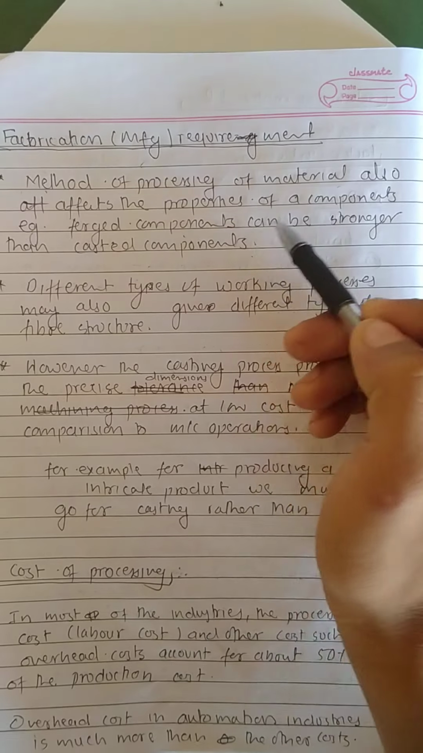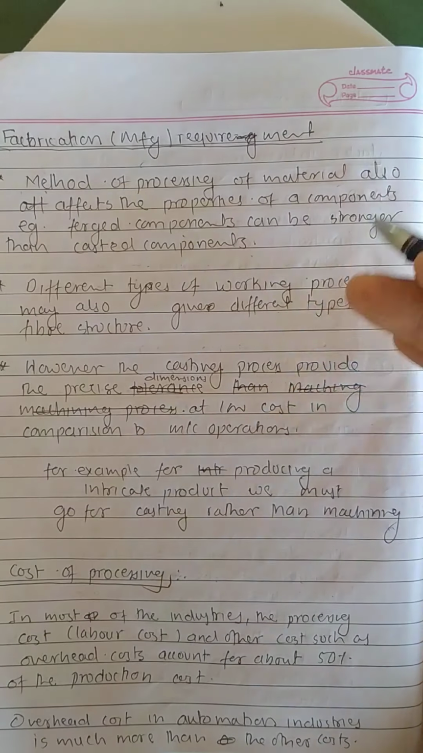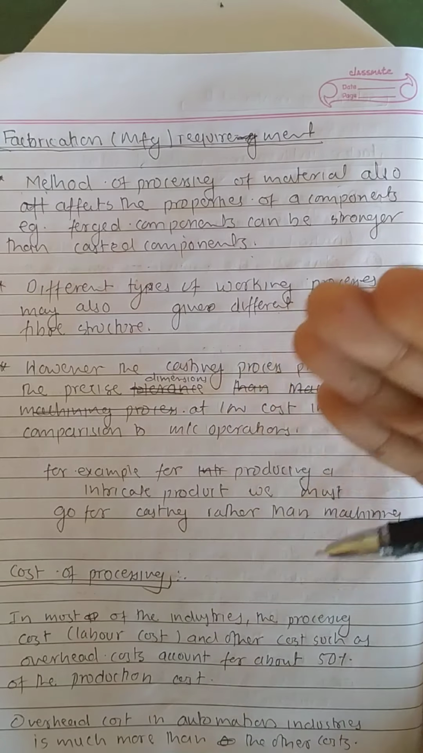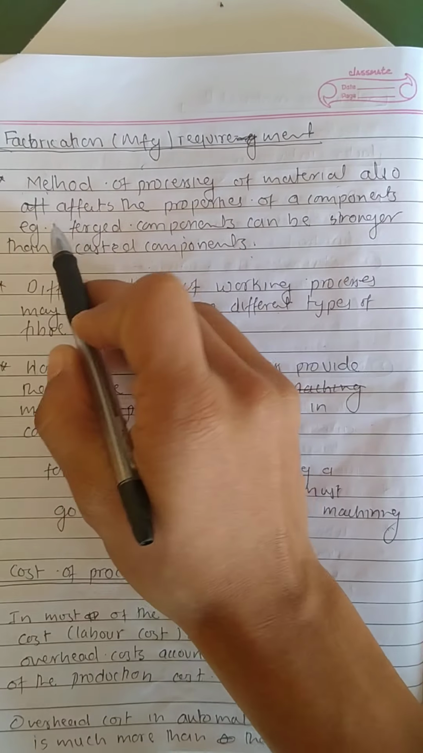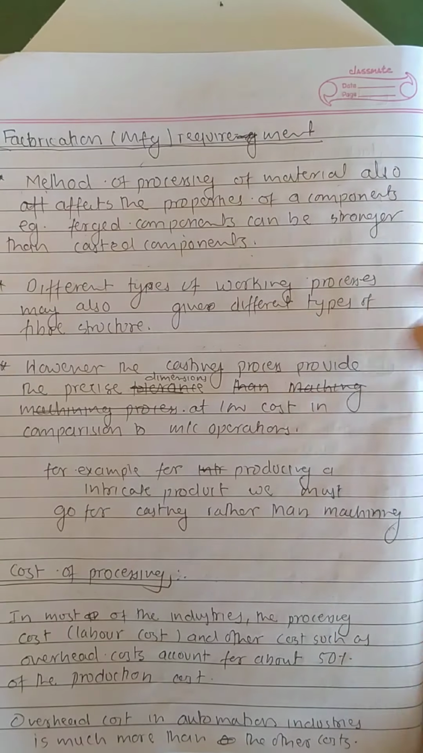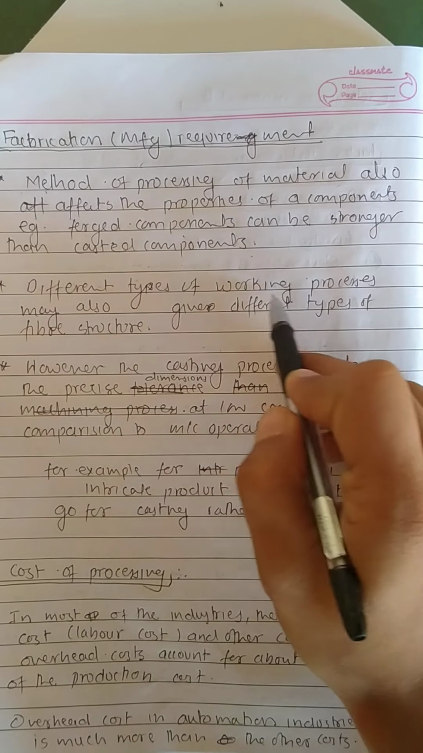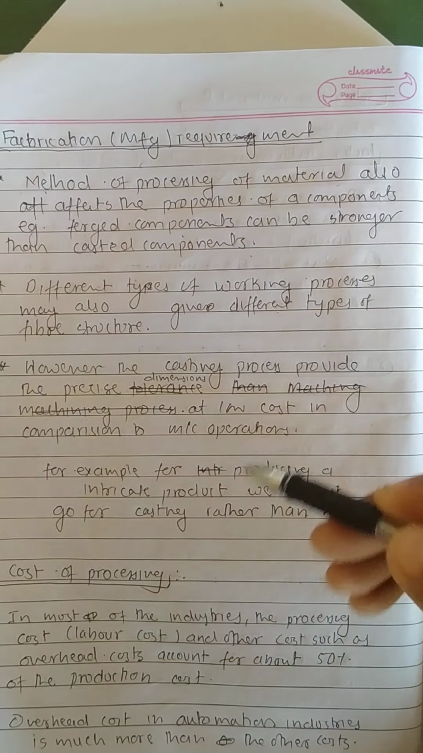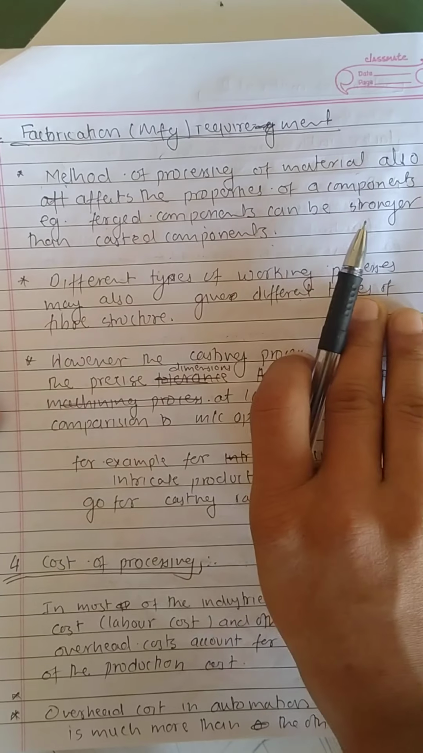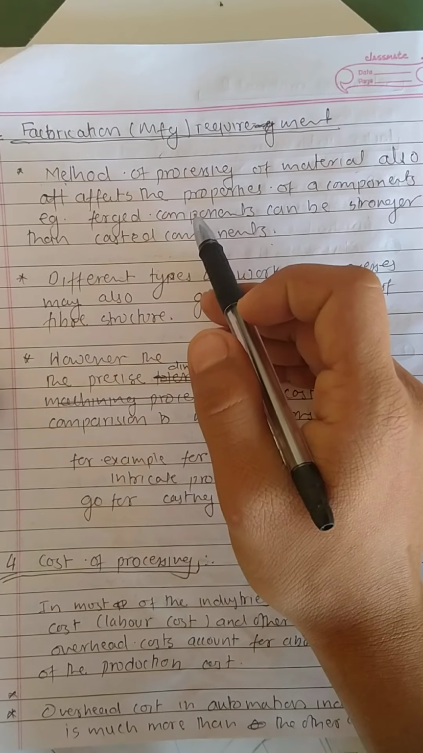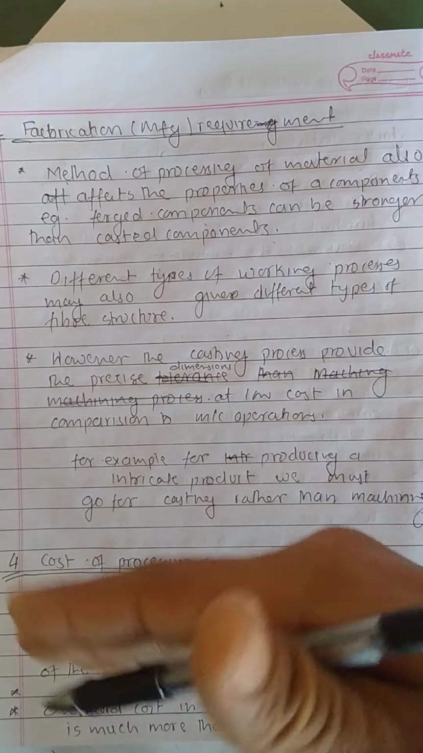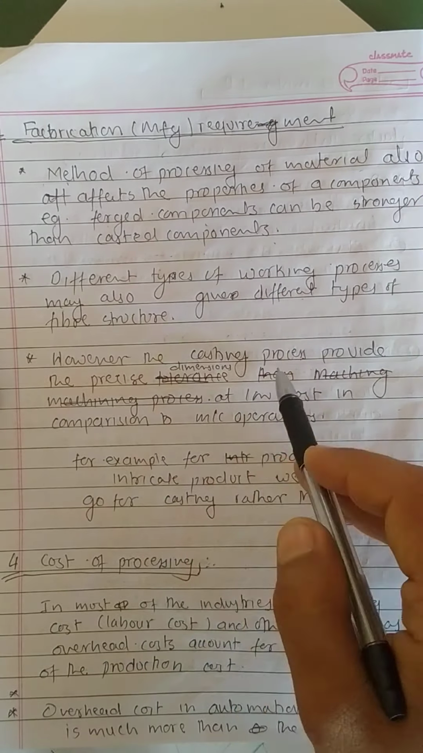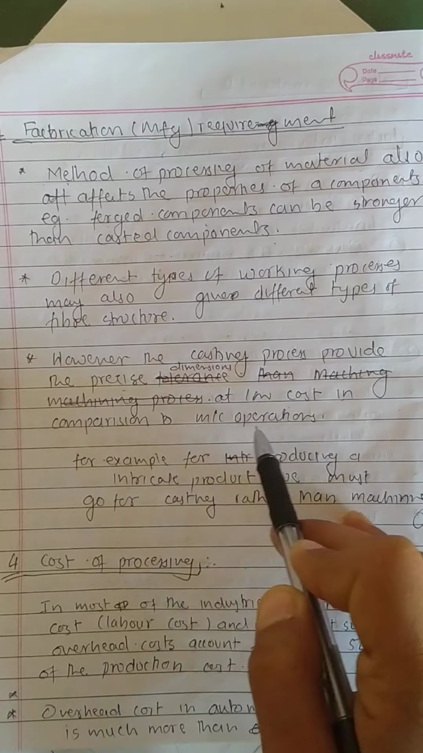What this line wants to say is that the way of manufacturing also helps to strengthen the material. How can a forged component be stronger than a cast component? Okay, guys, different types of working processes may give different types of fiber structure. In case of casting it will give one structure, in case of machining it will give another structure. However, the casting process provides precise dimensions at a low cost in comparison to machining operation.